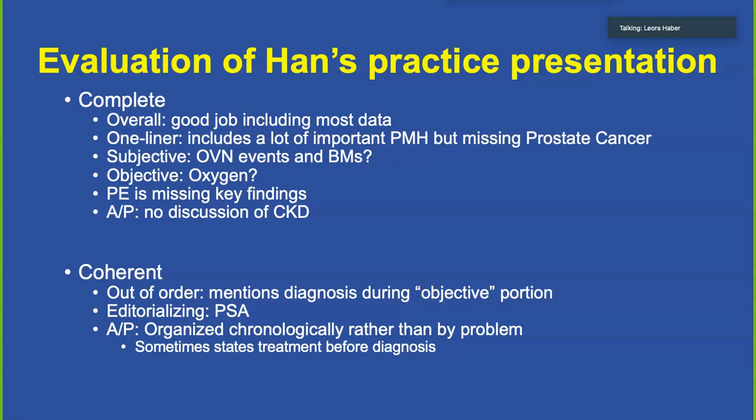As far as the coherence of the presentation, it's a little bit out of order. They mention a diagnosis during the objective portion when they're talking about the tophi, and he sort of offhand says likely gout. And there's also some editorializing when discussing the PSA and saying that we'll try to get it later as an explanation for why they don't have it right now.